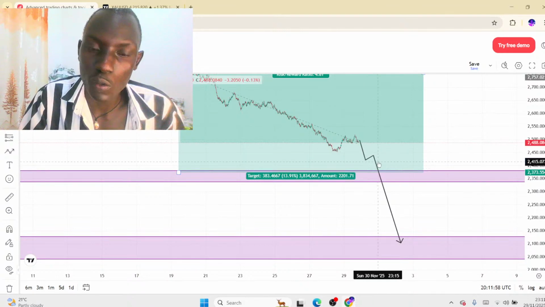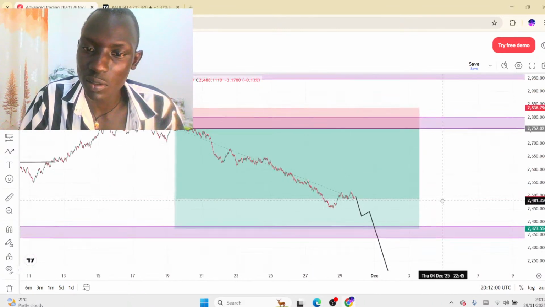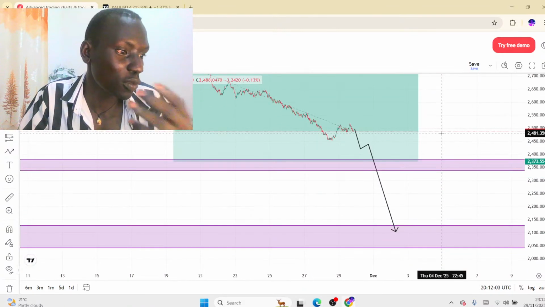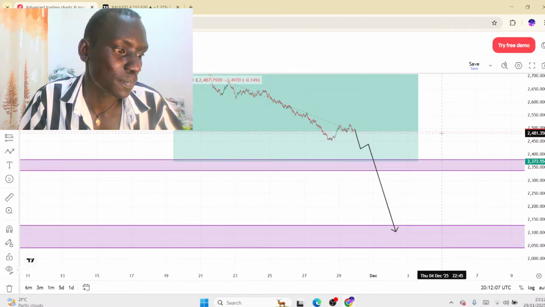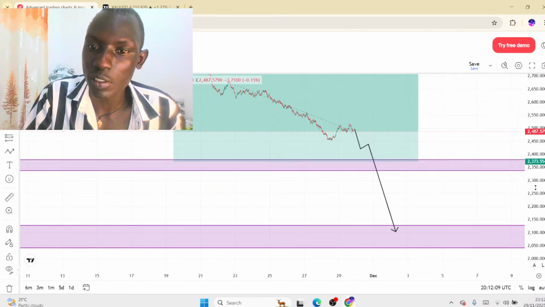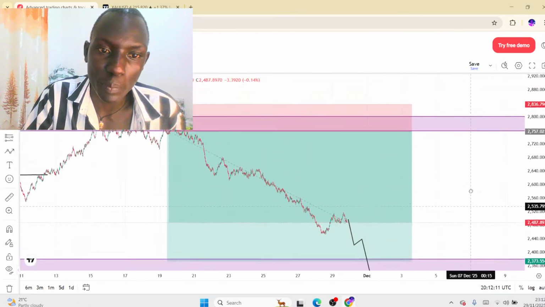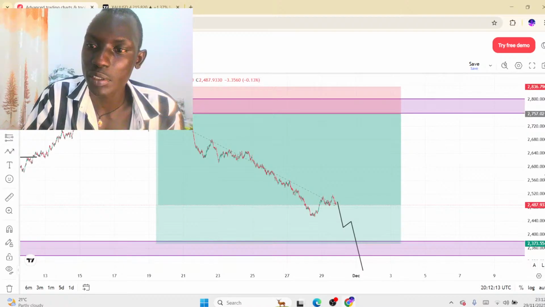So we are waiting for it to break at least this, and then we shall get to know that we are selling massively. For now, let's wait for the drop to complete.